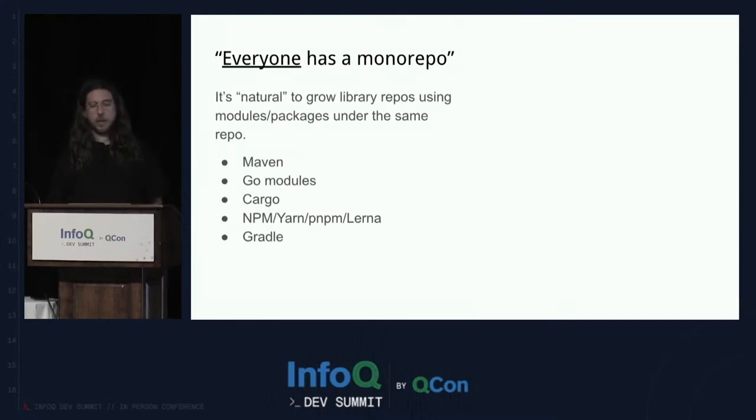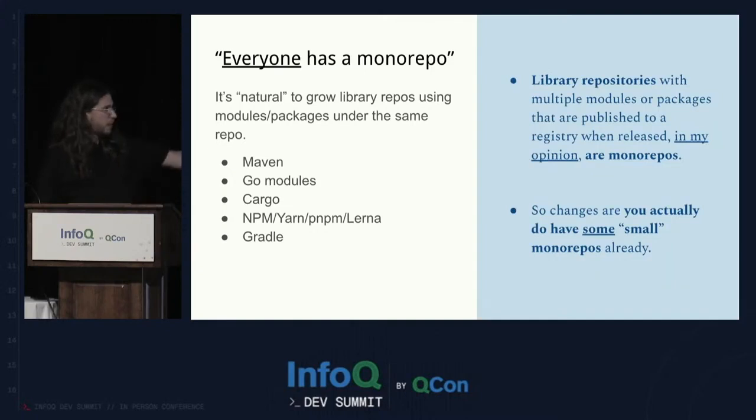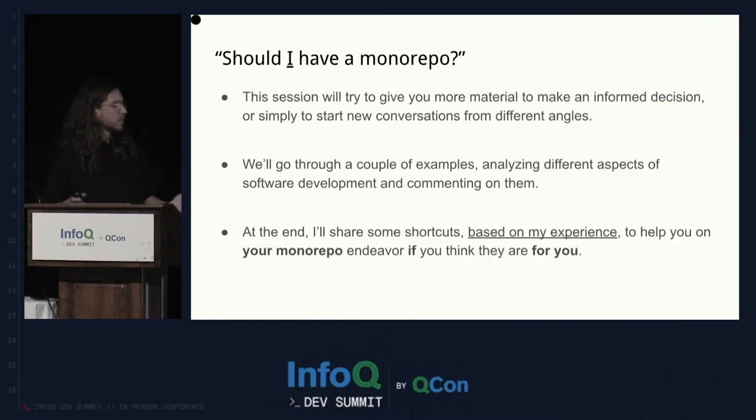Because if you think about a repository that has many libraries in it that get published, you have one single repository that publishes multiple artifacts that are interesting after the build, right? So if you have a multi-module Go repo, or a multi-module Maven repo, for me, you have a monorepo. And that's what I just said. So this session will try to answer this question: should you have a monorepo?